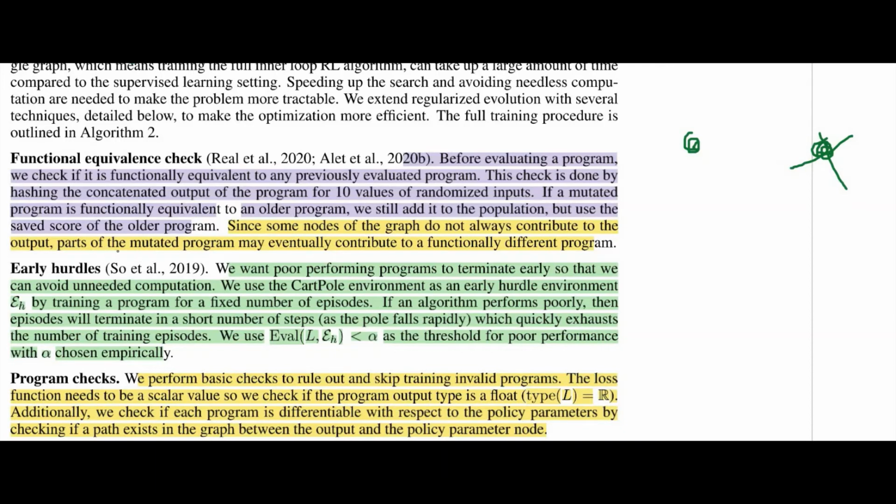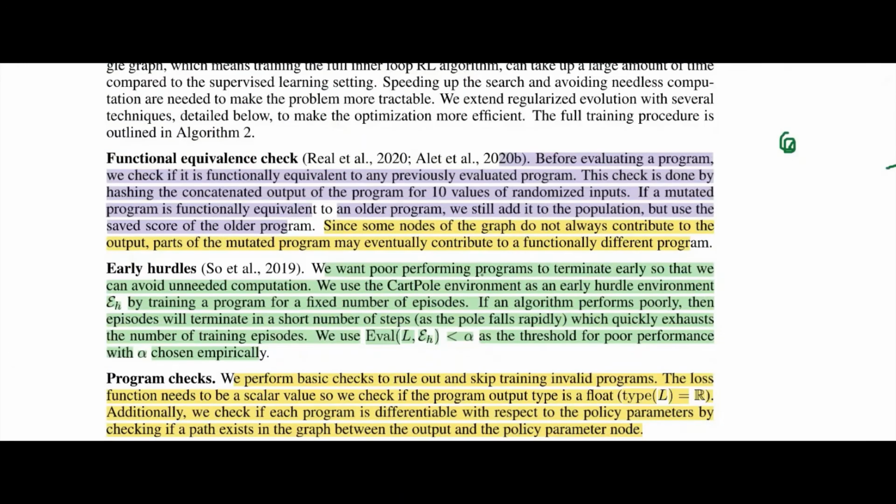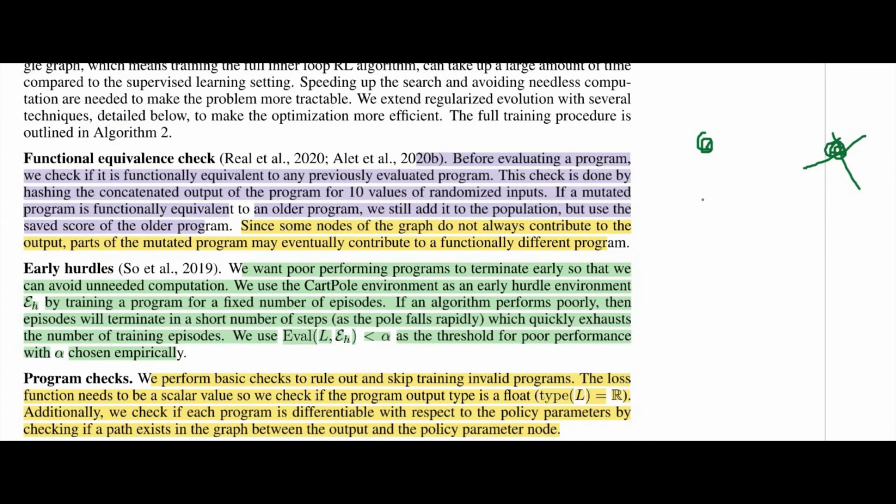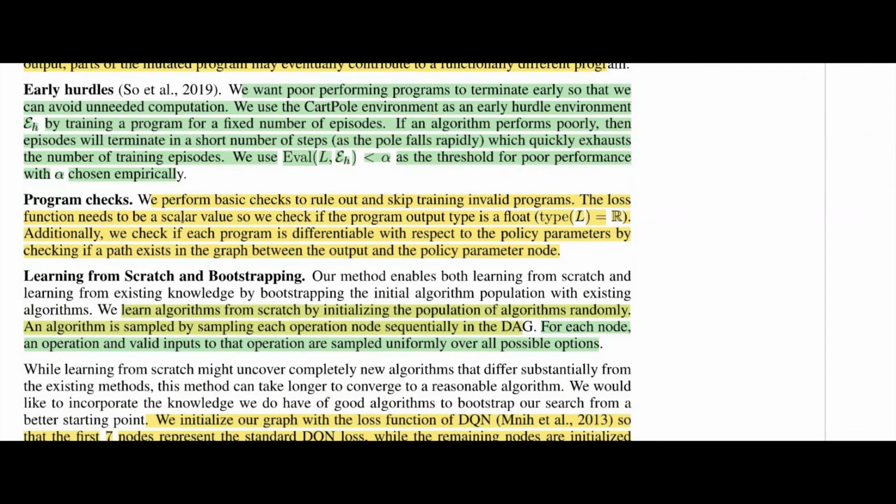They also use early hurdles. So basically, they have this cartpole environment, which is pretty easy to solve. And they say that if a particular algorithm is not able to solve the easy environment, then we will not further mutate it and we will remove it from the population.